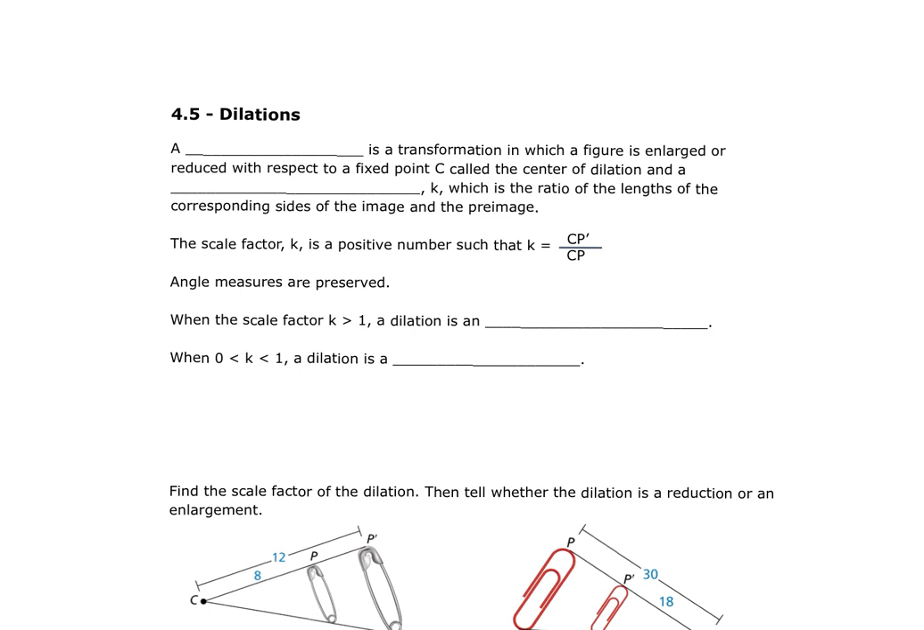A dilation is going to be making a figure either larger or smaller. It's still going to be a triangle if we start with a triangle, but it's just going to be a bigger triangle or a smaller triangle based on what we had. So today is all about what we call a dilation. A dilation is a transformation which takes a figure and enlarges it or reduces it with respect to a fixed point called the center of dilation and a scale factor.